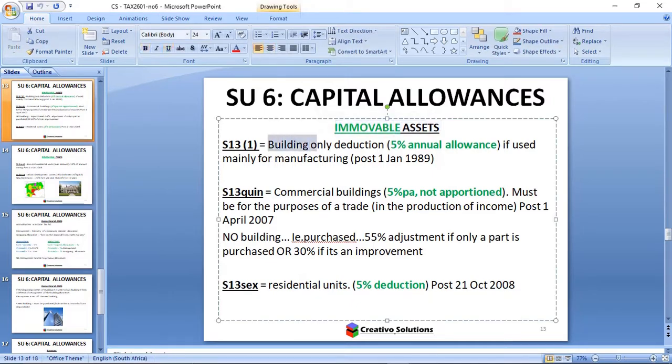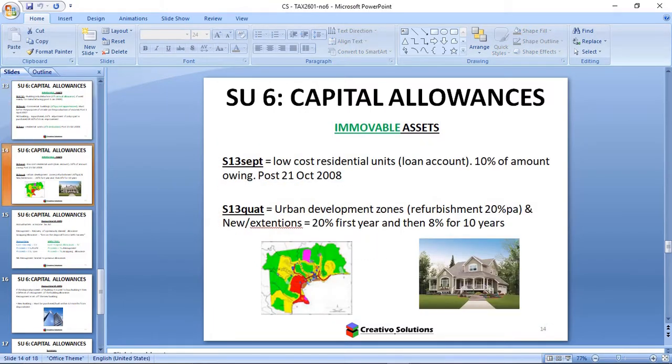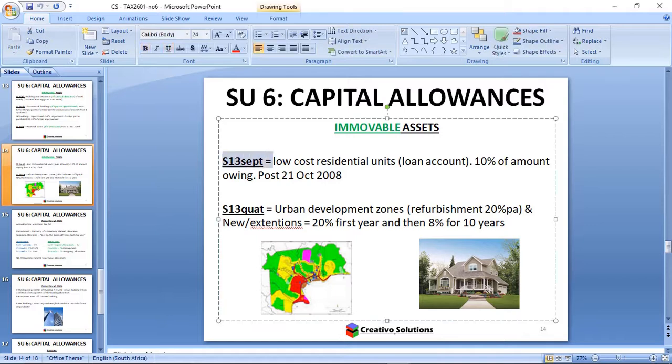Right, building only for manufacturing, not what I'm looking at. Commercial, not what I'm looking at. Residential, yes, but this is low cost residential. So it's the next one. Okay, section 13 sept, low cost residential units.